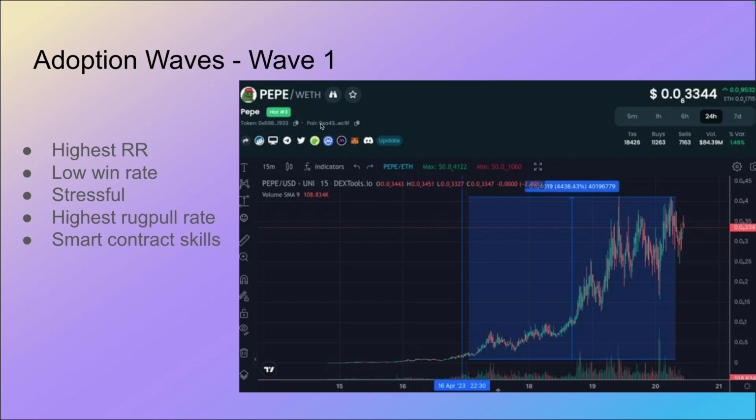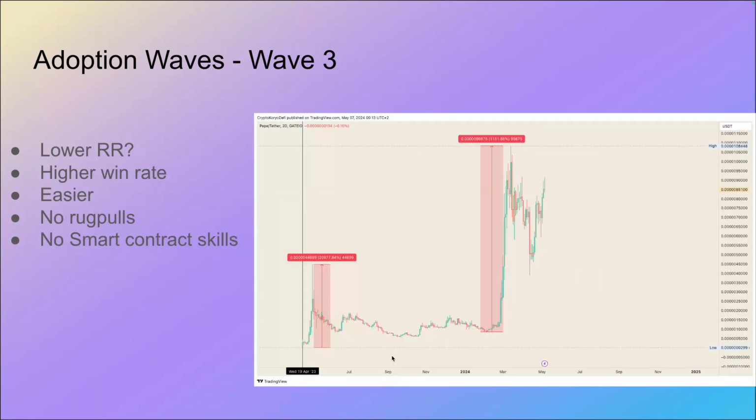Also, if you want to trade wave one, you have to have other skills. You need to spend more time, and it's more stressful. You need to go on the smart contract and detect rug pulls, and look at the distribution of the wallets, who is holding how much percentage of the supply, etc. So there is much more work, because there is no free lunch, right? If you want to get into those, you have to do the work. So again, this comes back to what I said earlier: you have to look at your situation.